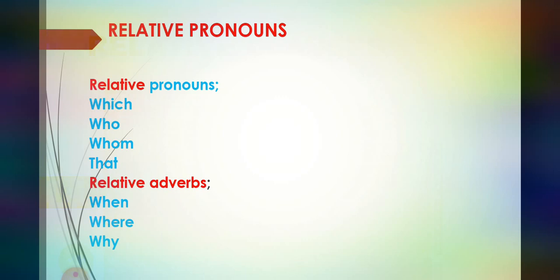And here, relative pronouns. To combine a relative clause to the main clause, we need these pronouns: which, who, whom, that. Which is used for things and objects. Who, whom is used for people. That is used for both things and people. Relative adverbs also relate some information to the main clause: when, where, why.